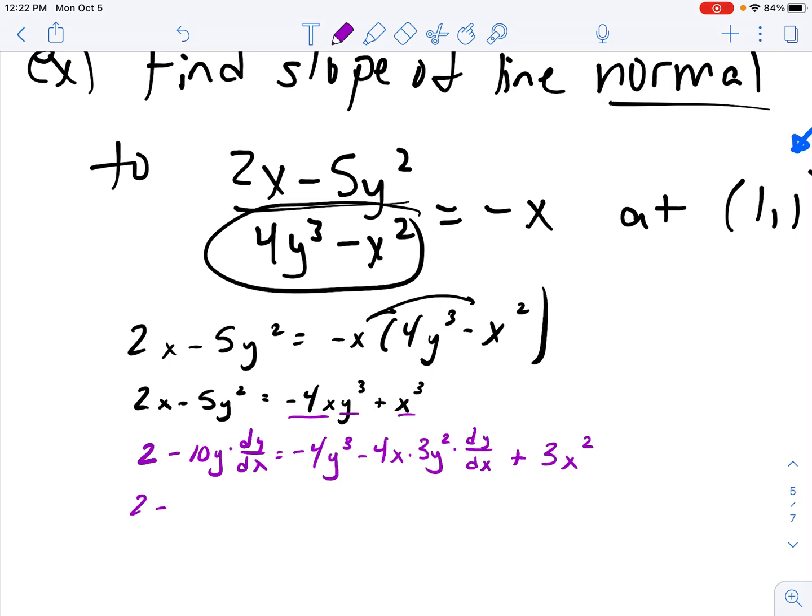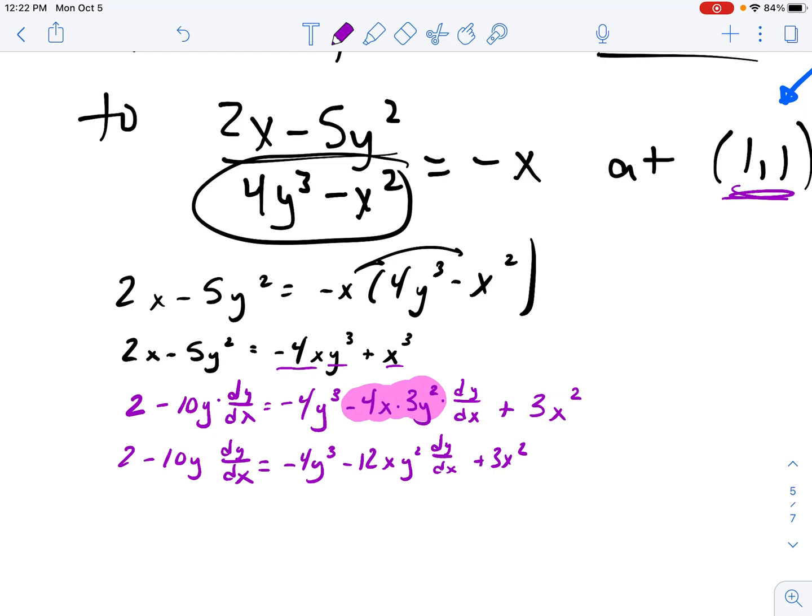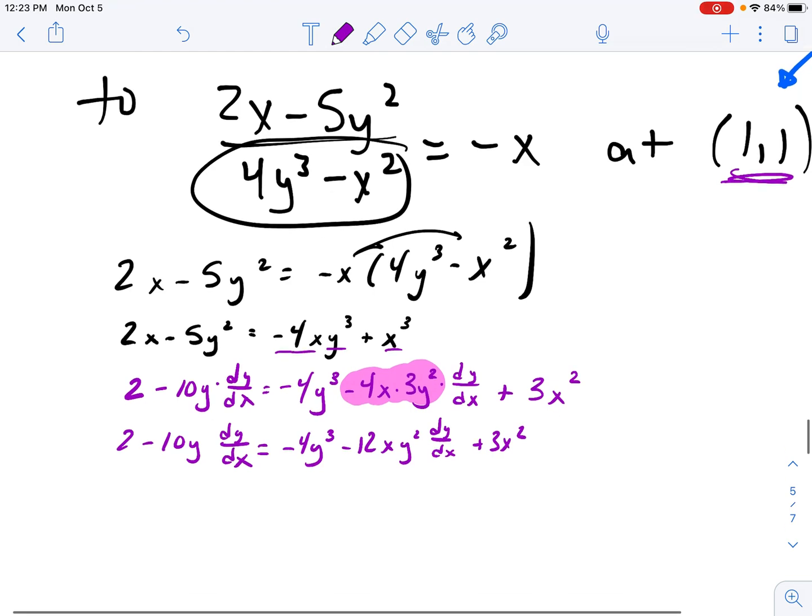And the derivative of x cubed is just 3x squared. Okay, I'm going to clean this up just a little bit, and then I'll worry about subbing in some values here. Basically, what do we got right here? This is going to be a negative 12xy squared. And again, I'm plugging in the point (1, 1). I'm going to go ahead and do that now.